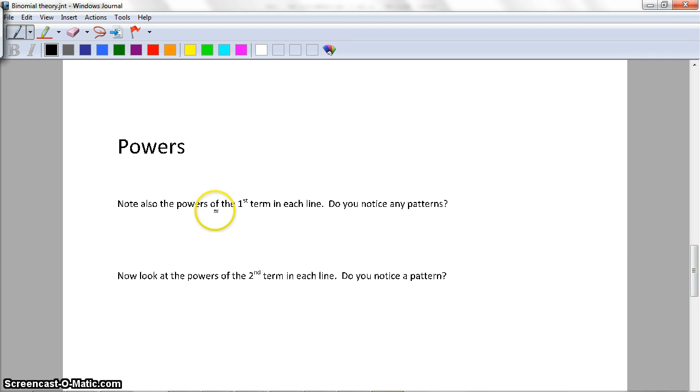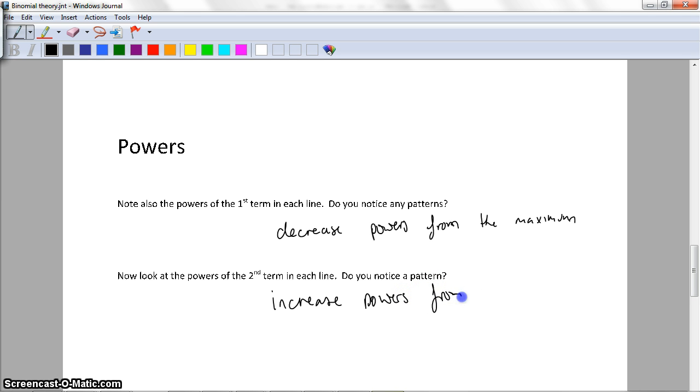I think that's what this one here says, yeah. So notice the powers of the first term on each line. Do you notice any patterns? They decrease the powers from the maximum, or the original power, if you like to call it that. And this one here, the second term, they increase the powers from 0 to the maximum.